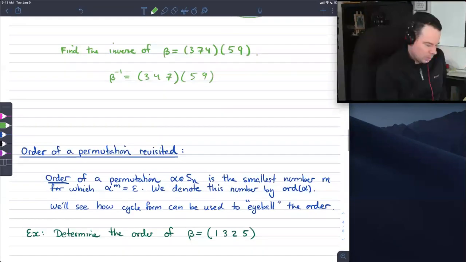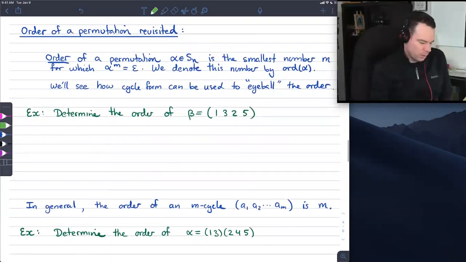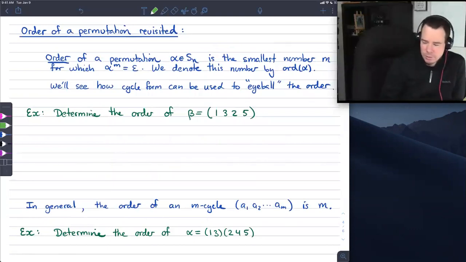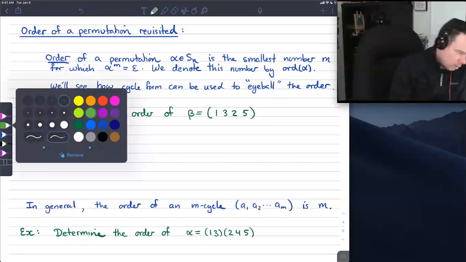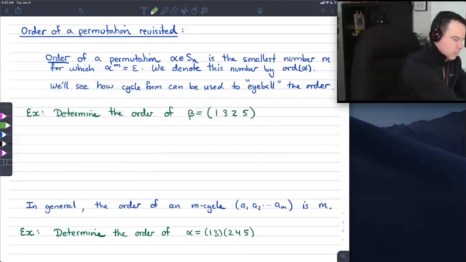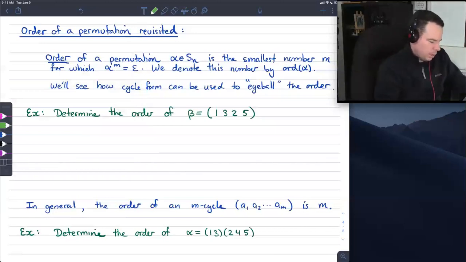Okay, so let's go back and revisit the order. The order of a permutation, as a reminder, is the smallest number which kills it, or the smallest power which, when you raise the permutation to that power, is the identity. We can use cycle forms to eyeball the order. So how do we do this? Well, one way to think about this is in terms of the picture.